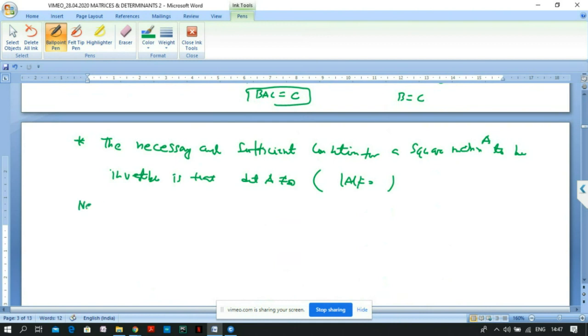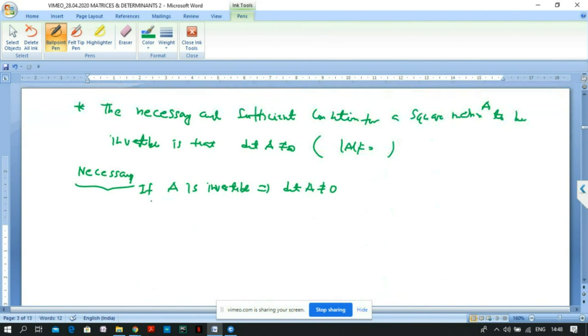First I prove the condition of necessity. The condition is necessary means that you have to prove that if A is invertible, then det of A cannot be 0. That's plain. By definition, A is invertible means A has an inverse B, such that AB equals BA equals I. I can take any one part, so BA equals I follows from here.